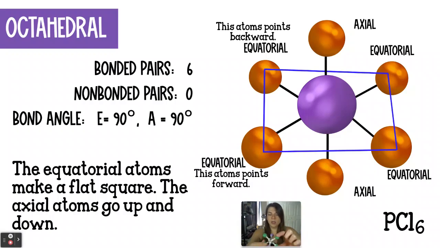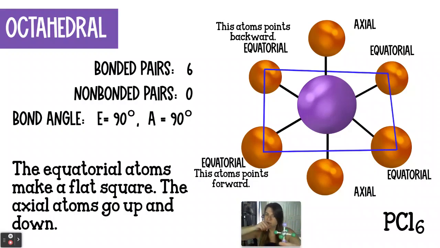Our equatorials are making a flat square, which you can see if I point it at you perfectly. We got a flat square, and then the axial atoms go up and down. And we could call this square bipyramidal, but it does actually make the shape an octahedron because there's 8 faces between all of these atoms. If you just take any of the 3 atoms, they'll make triangle faces. You would have 8 triangle faces. So that's why this is called octahedral.